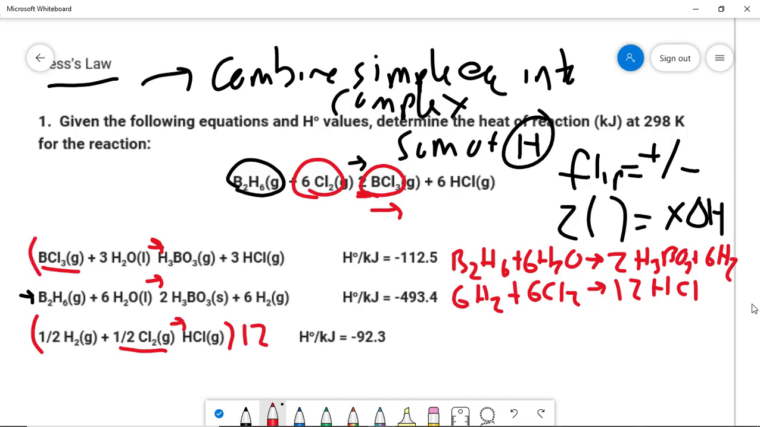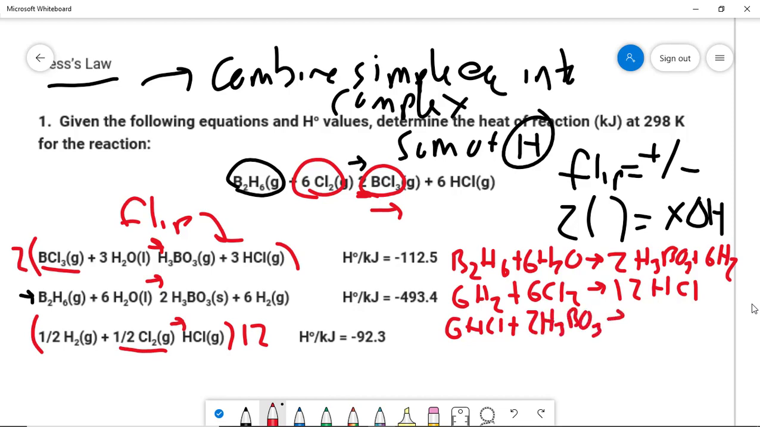So what I'm going to do here is multiply this by 2 to get 2 BCl3, and then I'm also going to flip this one. Okay? So we need to multiply everything by 2, and flipping it, we're going to have 6 HCl plus 2 H3BO3 yields 6 H2O and 2 BCl3. Okay?